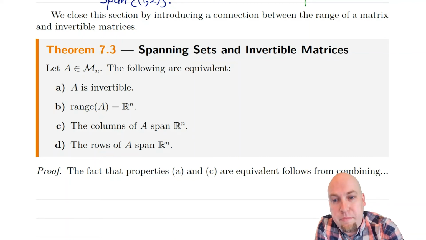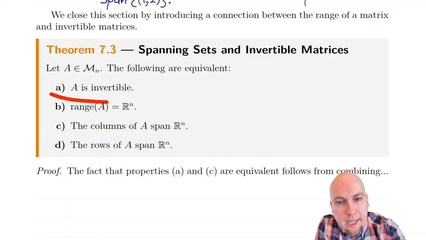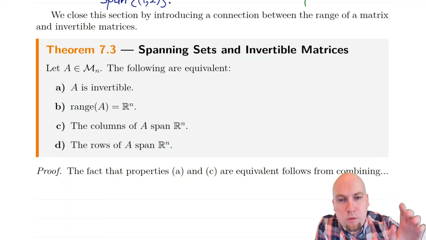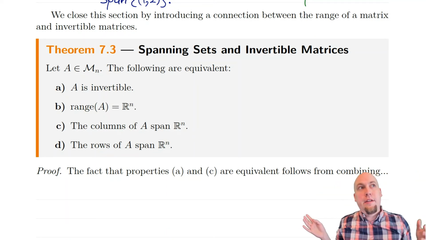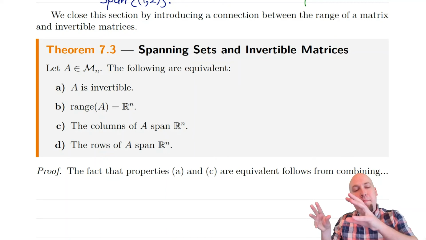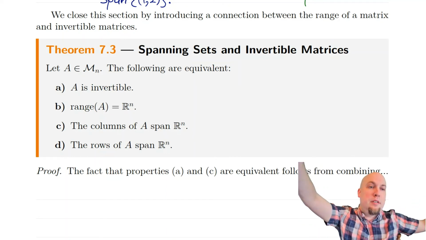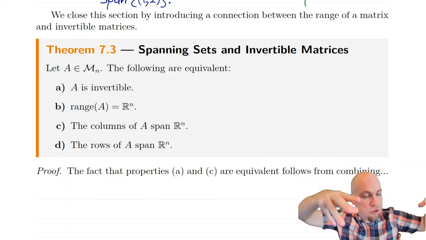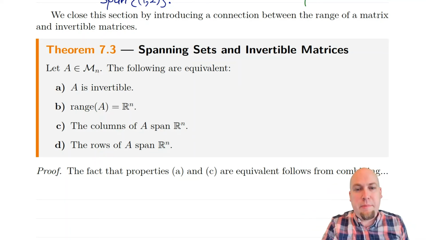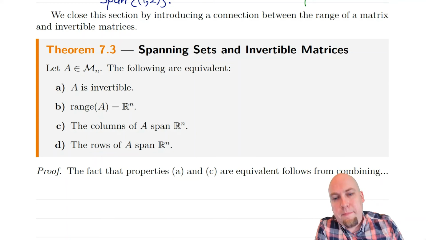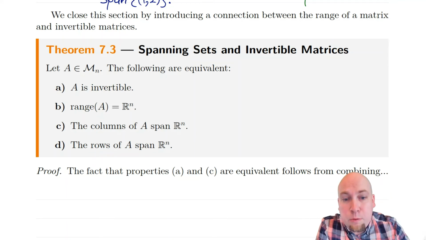So theorem time, even more characterizations of invertibility. A is invertible if and only if the range of that matrix is all of Rn. In other words, if and only if when you multiply that matrix, you can get any possible output. Okay, you don't get a strict subspace of Rn, you just get the whole output space as the range of that matrix. That's equivalent to invertibility. That's also equivalent to the columns of that matrix spanning all of Rn.